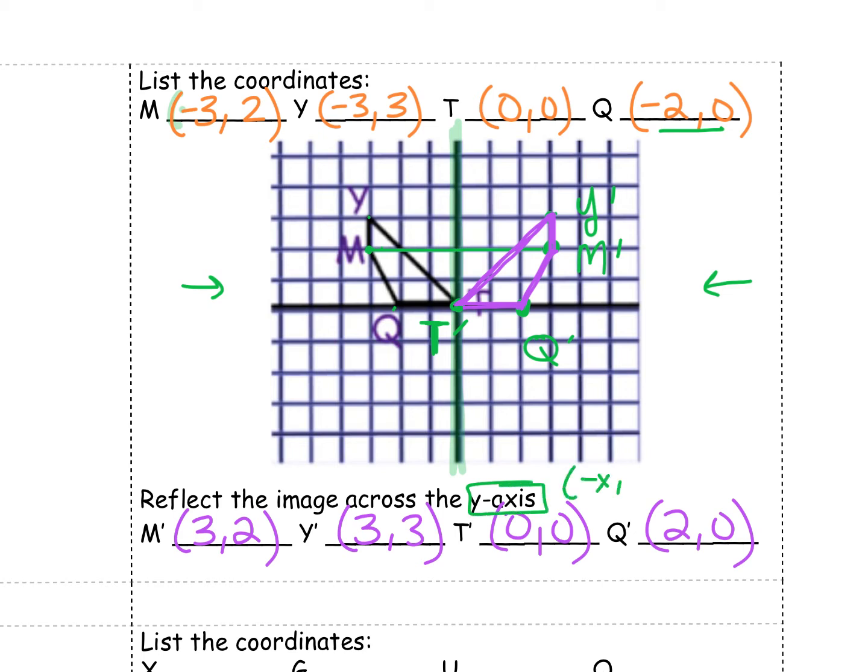It said the rule was x's will become opposite, y's will stay the same. And we can see that here. My x was at negative 3, and it became positive. When it's 0, it can't change. And when it was negative 2, it became positive 2. But I also said all my y values would stay the same. 2, still 2. 3, still 3. 0, still 0. And 0, still 0. So notice only my x's change when I reflected across that y-axis.